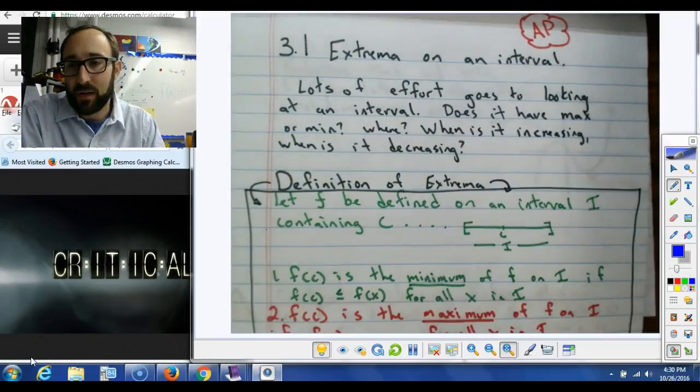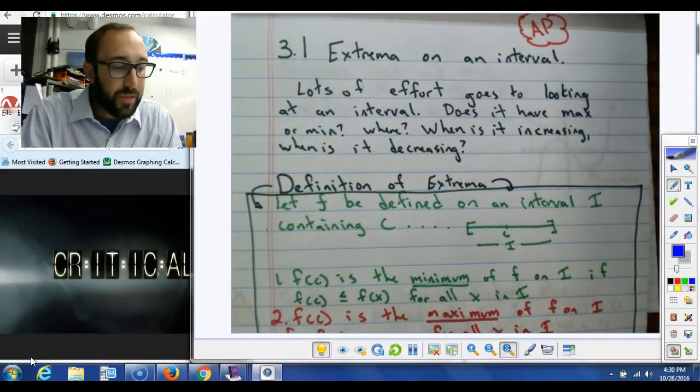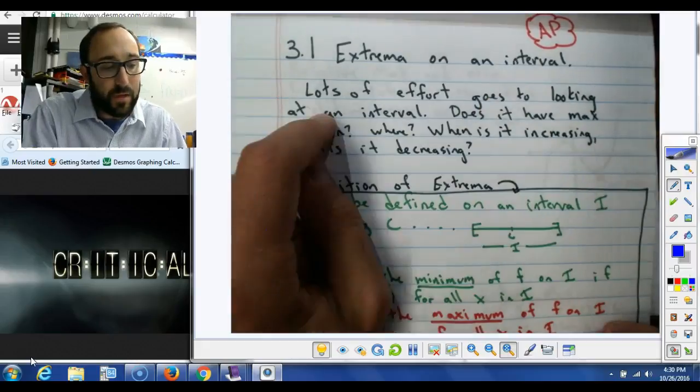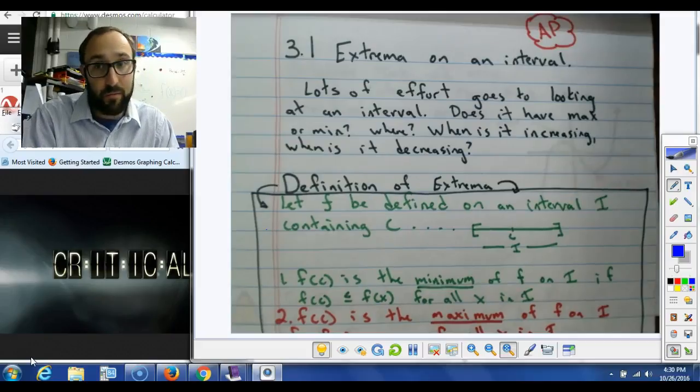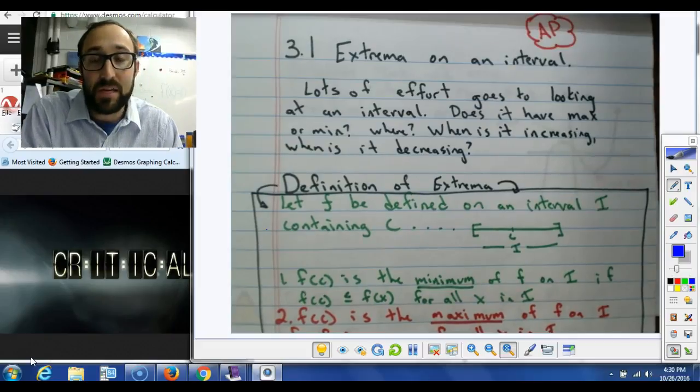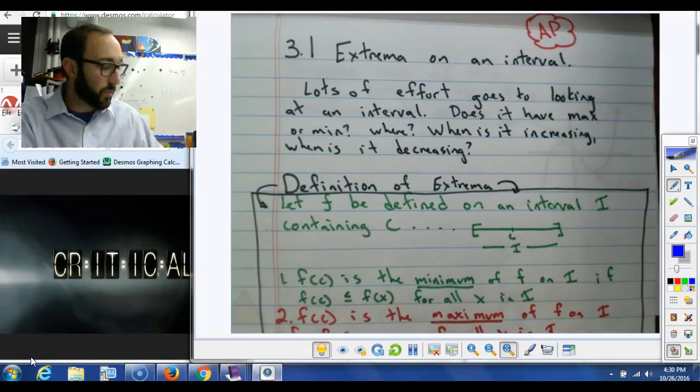So let's talk about extrema. Extrema on an interval. Lots of effort goes into looking at an interval. Does it have a maximum? Where is this maximum? Does it have a minimum? Where is this minimum? It may or may not have either of them. When is it increasing? When is it decreasing? Those are all things that we're going to need to know.